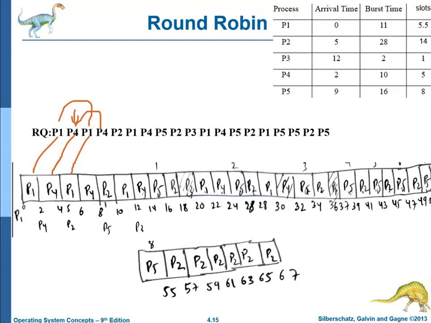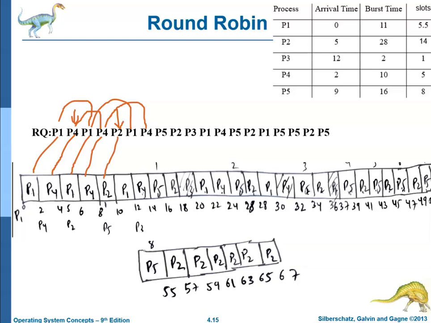When P1 is executing, at time 5, P2 enters the system, so P2 is added to the end of the ready queue. So we have processes P4 and P2 in the ready queue now, and P1 is executing. Once P1 completes its execution, it is added to the end of the ready queue, and then P4 starts executing. In the ready queue, we have P2 and P1. Once P4 completes its execution, it is added to the end of the ready queue, and P2 is given the execution.